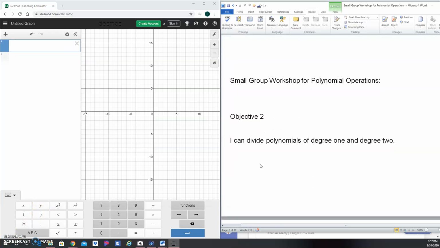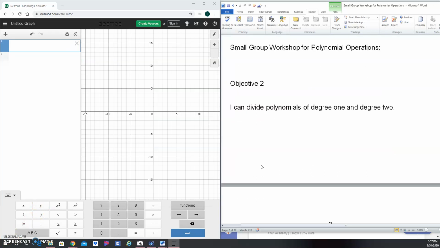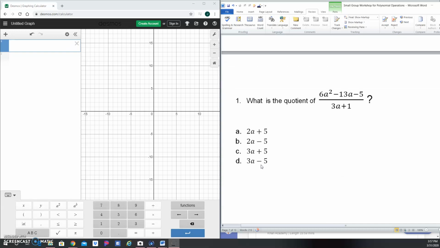Alright guys, let us proceed to objective number 2. Objective number 2, I can divide polynomials of degree 1 and degree 2. So let us begin. What is the quotient of this expression? Guys, quotient means the result for dividing. So what you're going to do is you're going to use decimals. So very easy, just have to plug this in on decimals, but make sure to change all those variables into an x. Okay, let me show you how to plug this in on decimal.